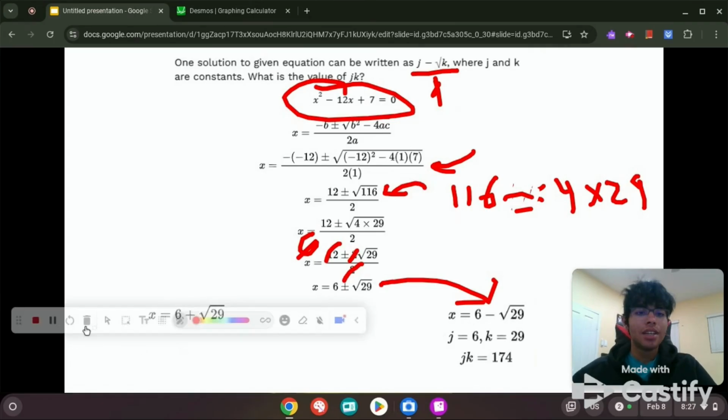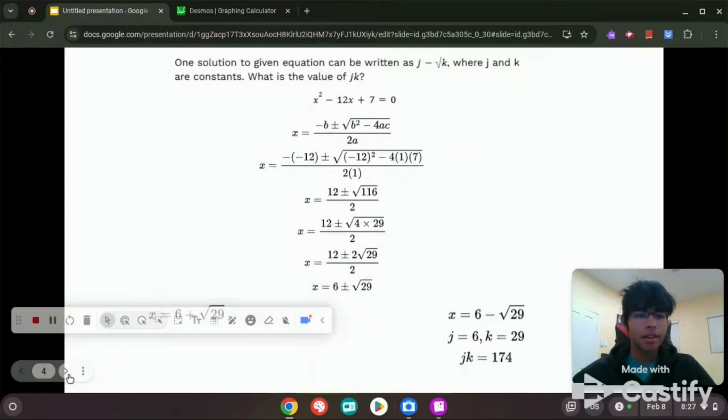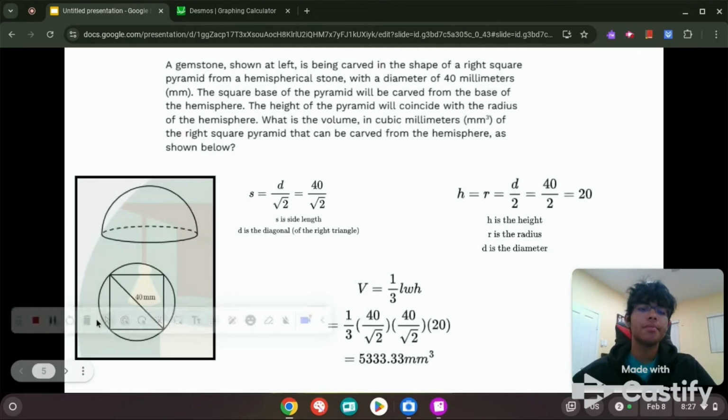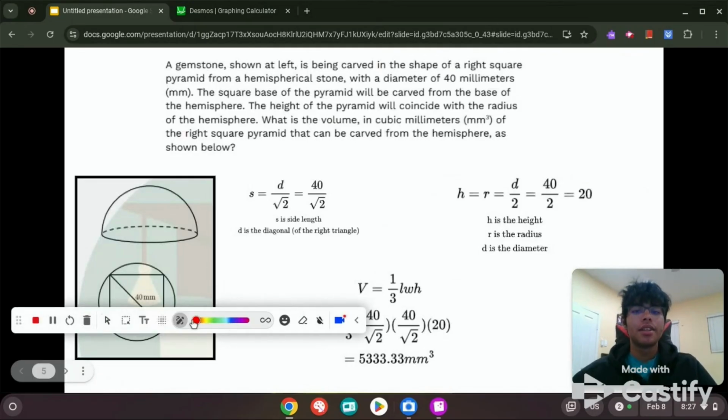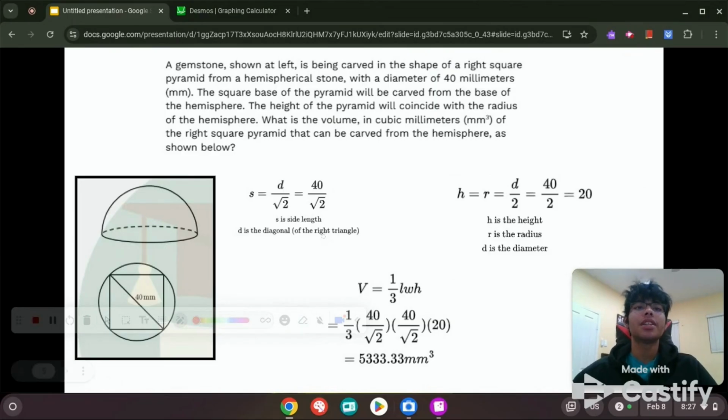Okay, question number 4 now. Okay, this one. Here, I'll read the question first. A gemstone shown on the left is being carved in the shape of a right square pyramid from a hemispherical stone with a diameter of 40 millimeters. The square base of the pyramid will be carved from the base of the hemisphere. The height of the pyramid will coincide with the radius of the hemisphere. So that's just saying the height is the radius.